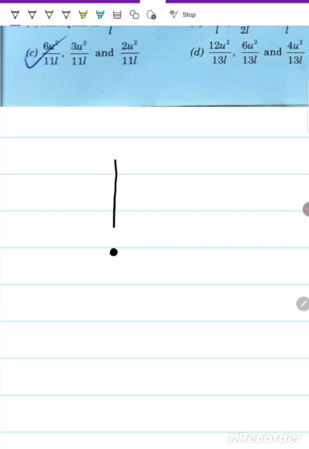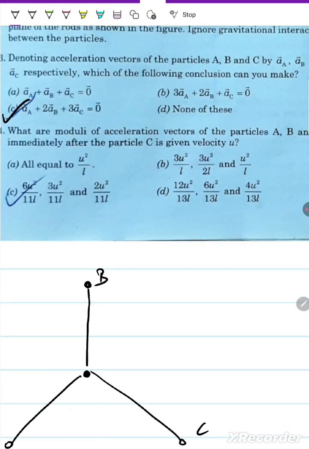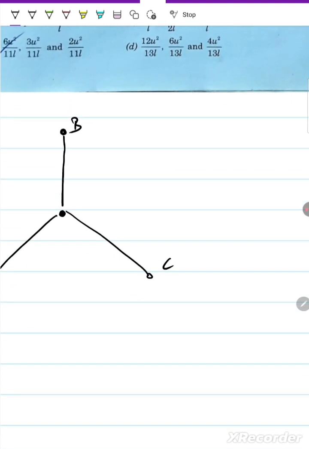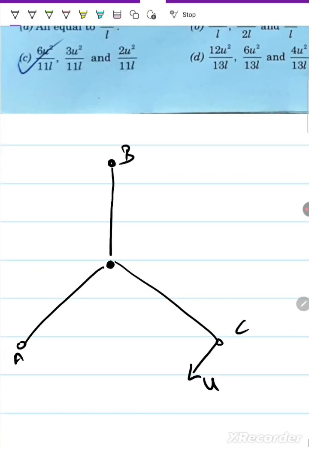Now consider this to be your pivot, and here are the rods. Three rods are affixed to it, and these are particles A, B and C respectively. Question number 24 asks for the moduli of acceleration of A, B and C immediately after particle C is given a velocity u. Since the pivot is very light, we can assume it to be massless. I am assuming the pivot to be massless.